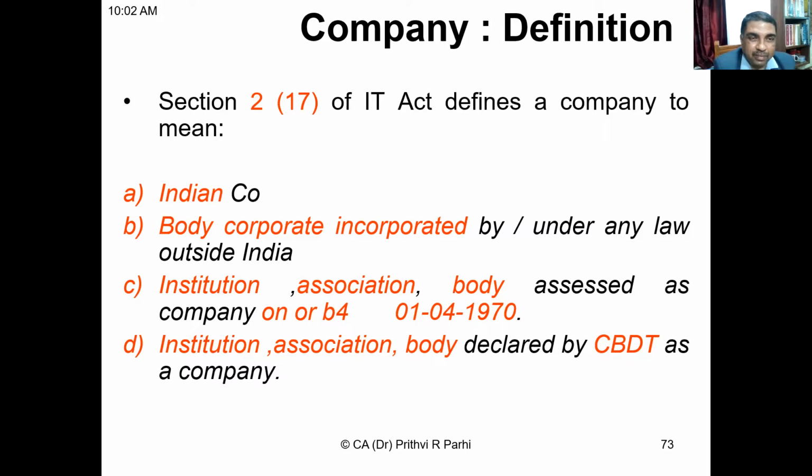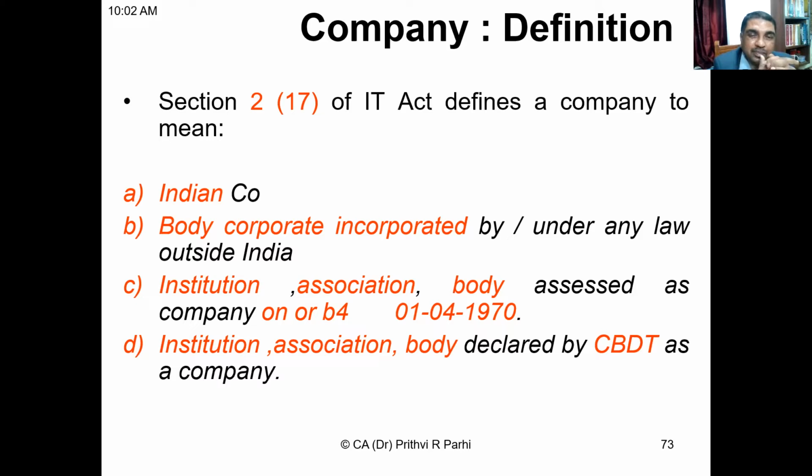Indian company. Body corporate incorporated under any law outside India. Institution. Now you see, first, an Indian company is a company, so we'll understand what an Indian company is. The next is a body corporate incorporated under any law outside India. That means anybody incorporated outside India will still be regarded as a company under income tax law. But if you refer to the Companies Act, the provision says only those incorporated under this Act or an earlier act. So that is the difference. The Income Tax Act includes foreign companies, or maybe foreign non-companies, incorporated under some other law. Anybody incorporated under any law outside India is also a company.